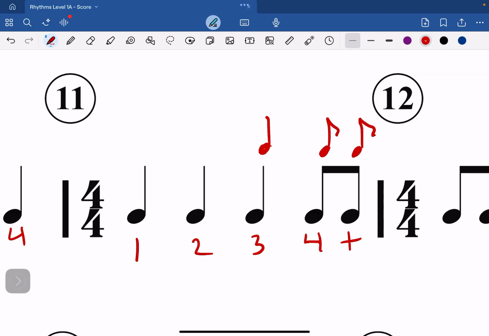Here we go. One more time and ready and go. 1, 2, 3, 4 and one more time and ready and go. 1, 2, 3, 4 and one more time and ready and go.